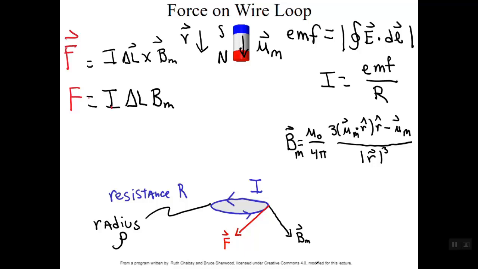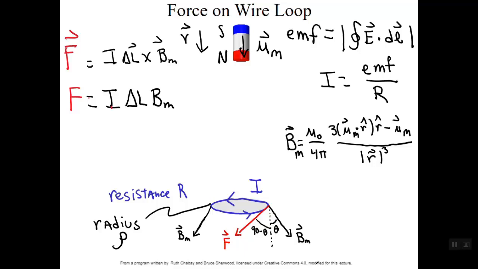Now notice that vector B sub m has the same magnitude everywhere on the loop, but is pointed in different directions. However, note that on opposite sides of the loop, vector B sub m has the same y components, but x and z components of opposite signs. That means for forces, we only need to pay attention to the y component.